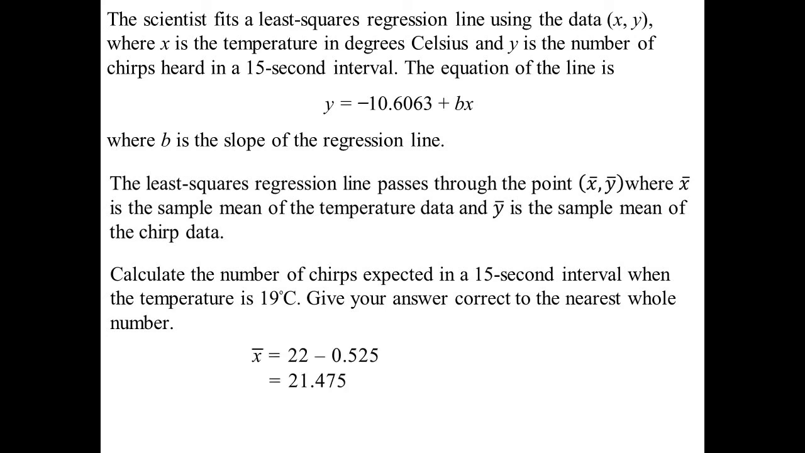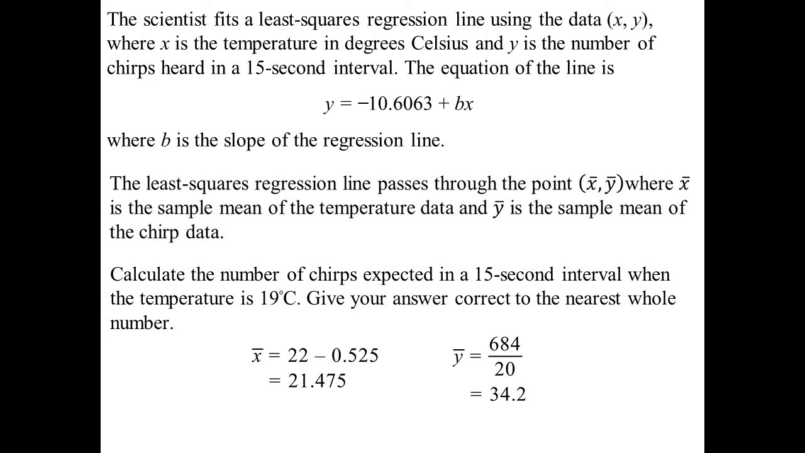Well, let's work out the average. Remember, they told us it was 0.525 below the median. Well, we could look at that box and whisker. We can see where the median is. Subtract 0.525, we now know the average of x. It's 21.475. The average of y: they collected 684 chirps, divided by 20, it was over 20 days. So on average, there was 34.2 chirps.